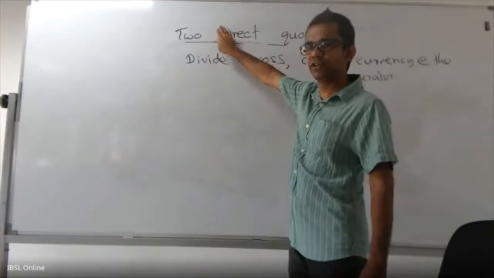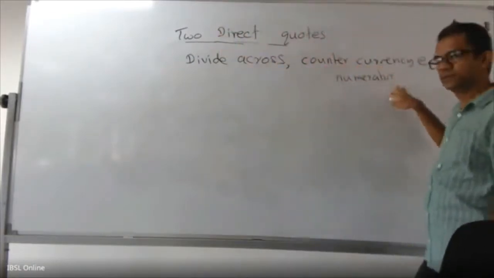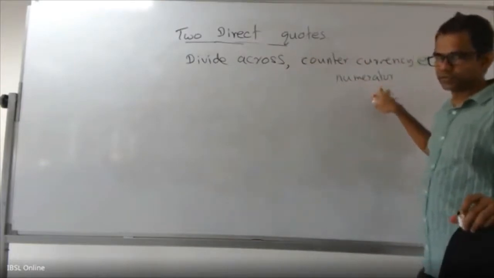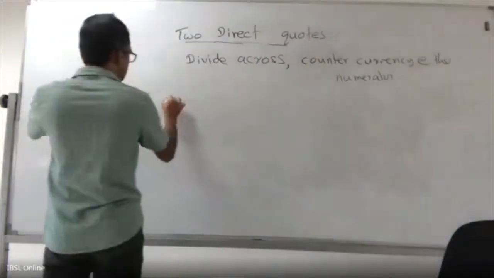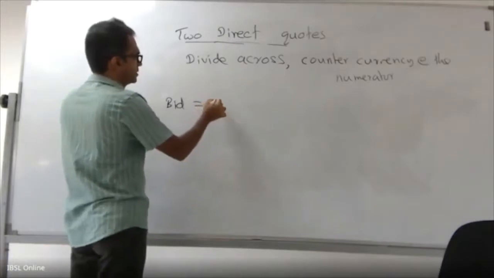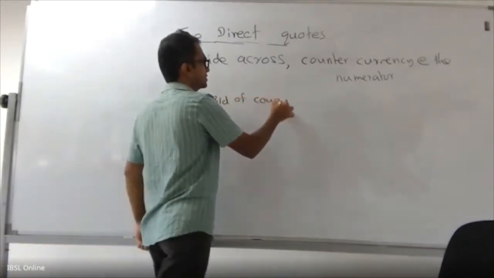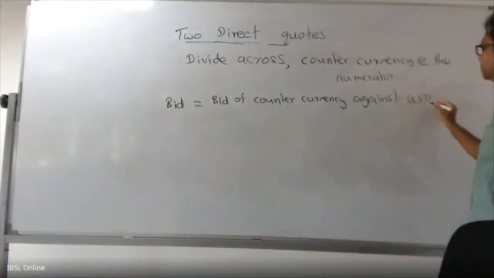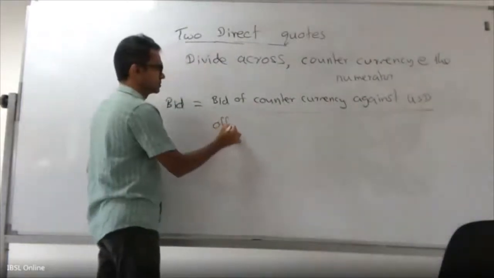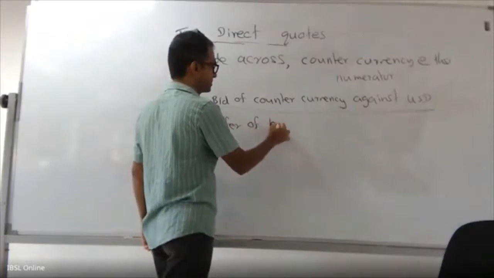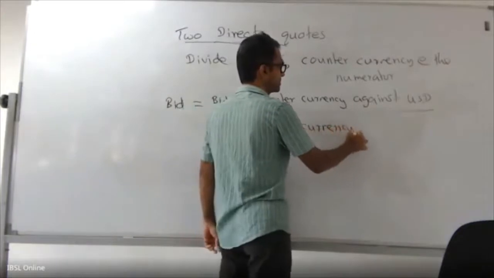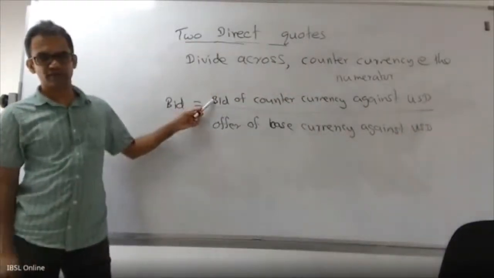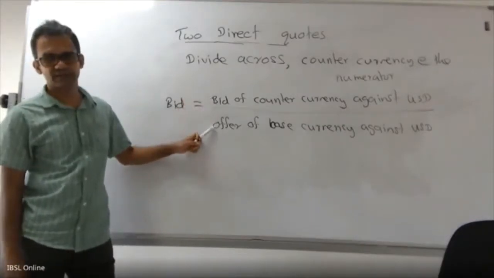In the event when we have two indirect quotes, we had the base currency at the numerator. But when you have two direct quotes, the counter currency is at the numerator. So bid equals bid of counter currency against US dollar divided by offer of base currency against US dollar.